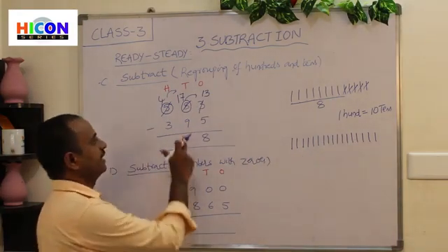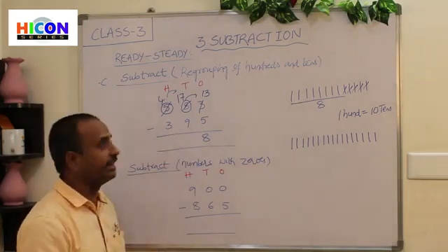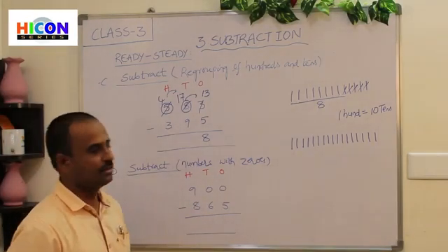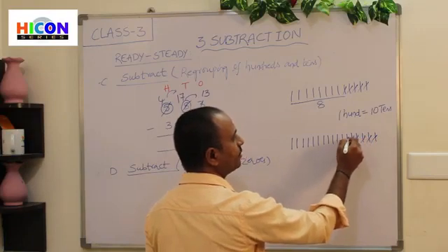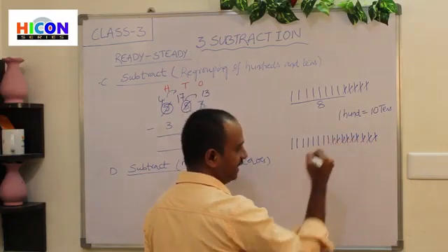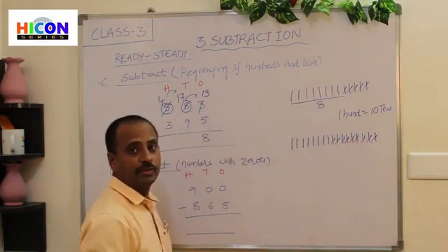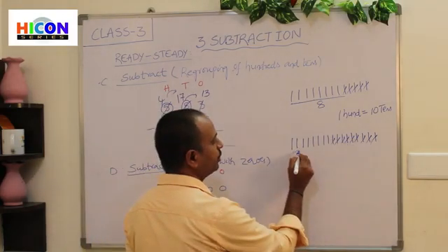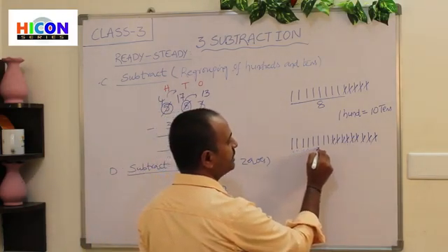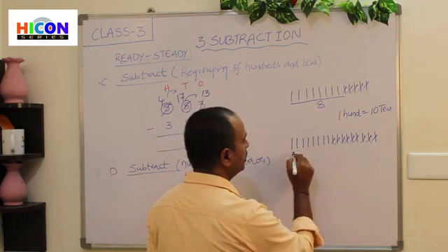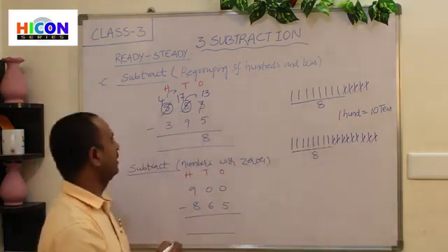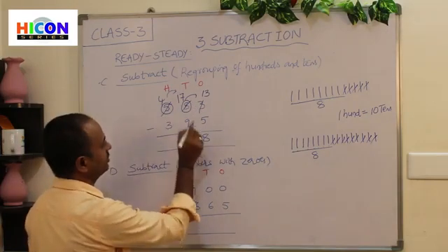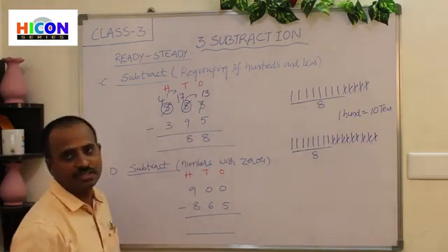So what is the second number here? 9. So strike off 9 lines among 17 lines. 1, 2, 3, 4, 5, 6, 7, 8, 9. So children, count the remaining lines. 1, 2, 3, 4, 5, 6, 7, 8. So children, how many lines are there? 8 lines are there. So write 8 under tens place. So the tens place is completed.